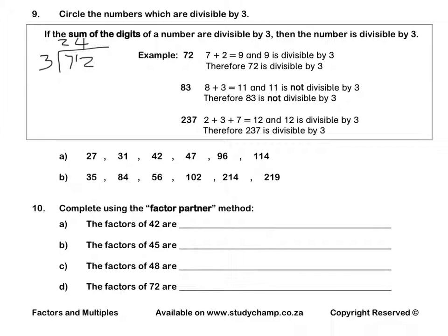83, 8 plus 3 is 11, and 11 is not divisible by 3. Therefore, without doing a sum, we can say with certainty that 83 is not divisible by 3. Lastly, 237, 2 plus 3 plus 7 is 12, and 12 is divisible by 3. Therefore, without doing a sum, we know that 237 is divisible by 3. Press pause to complete A and B by yourself.